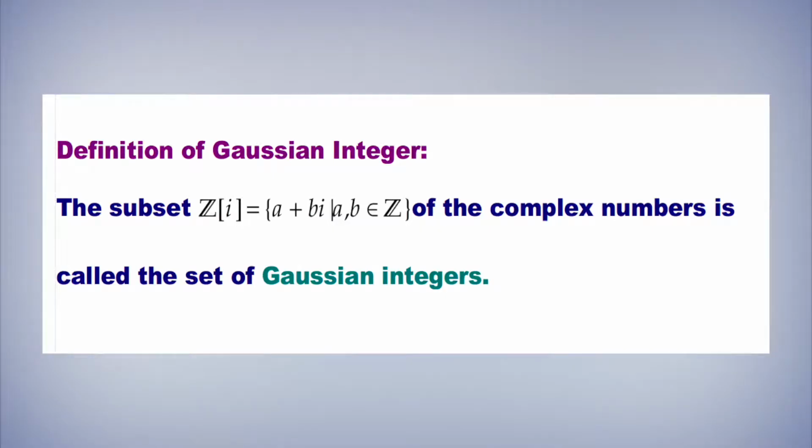The first study of Z[i] was started by Gauss, and in his honor Z[i] is called the ring of Gaussian integers. The definition of Gaussian integers: the subset Z[i], equal to the set of all a + bi such that a, b belong to Z, of the complex numbers is called the set of Gaussian integers. In the next theorem, we shall show that Z[i] is a subring of C, and we shall determine the units of Z[i].